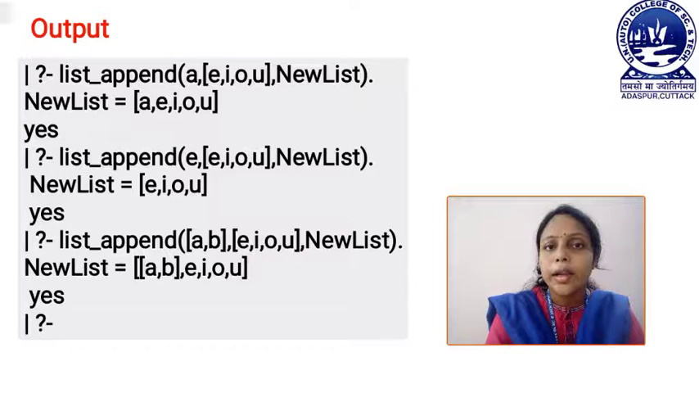Then look into the next one, that is list append [A, B], [E, I, O, U]. That means here the first list is treated as one item and it is appended with our second list. Now the resultant list will contain [A, B], that is the first list, as one item of our new list, and next E, I, O, U. This is the way how we can append one element with one list in Prolog programming.